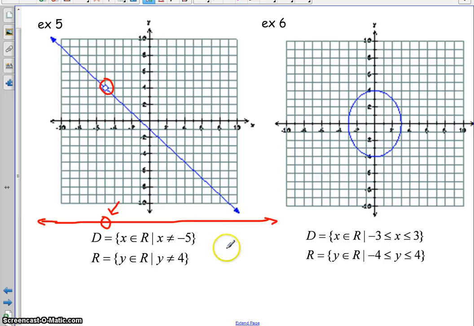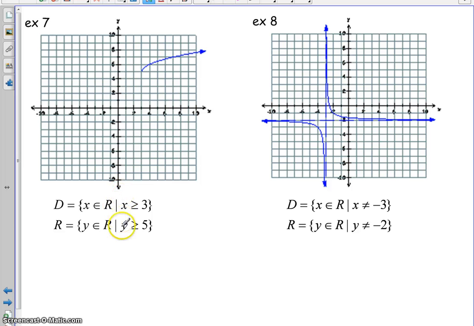Otherwise you'd be writing instead x is less than -5 and x is greater than -5, which is technically correct, but it's far easier to write x is not equal to -5. And similarly for y, you can see y exists everywhere except where the hole is at y equals 4. So we just say y is not equal to 4. Okay, number 6, it looks like it's an oval or an ellipse, and you can see that x exists between -3 and 3, and y exists between -4 and 4.